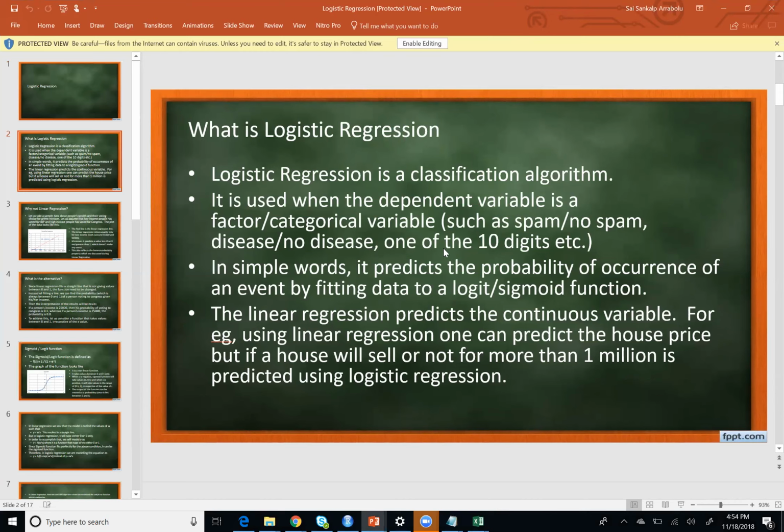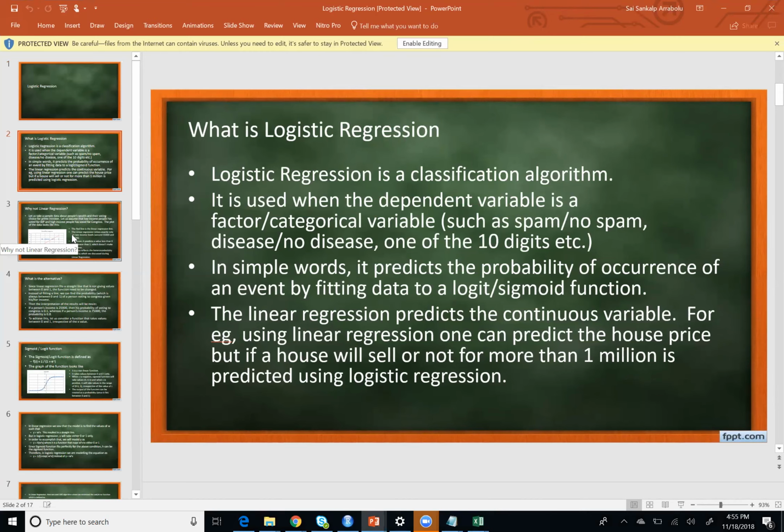In simple words, it predicts the probability of occurrence of an event by fitting data to a sigmoid function. We'll come to why we use the sigmoid function later on. But the main thing I want you to understand is the difference between linear regression and logistic regression. Linear regression predicts a continuous value. For example, you can use linear regression to predict the price of a house. But if the problem becomes, will the house sell for more than $1 million or not, that becomes a logistic regression problem. Is that clear?